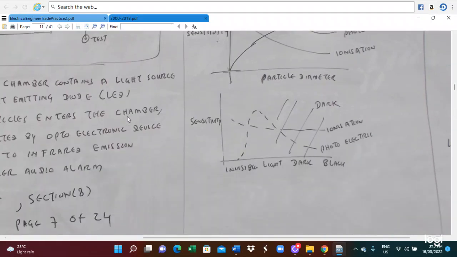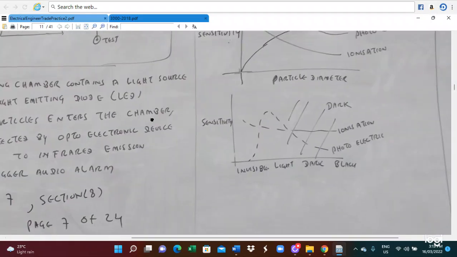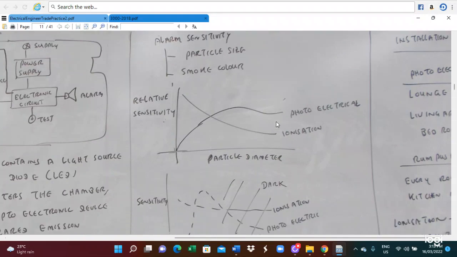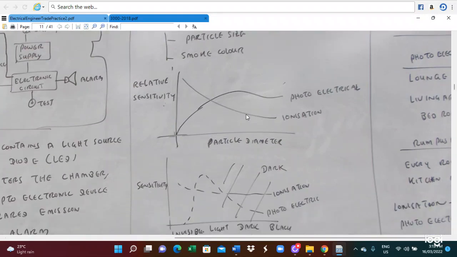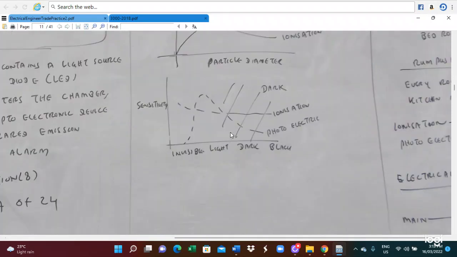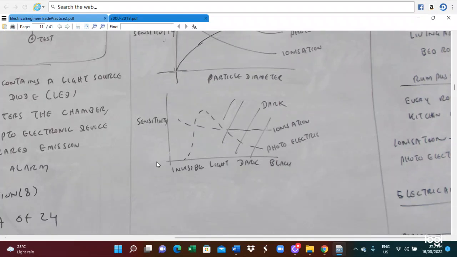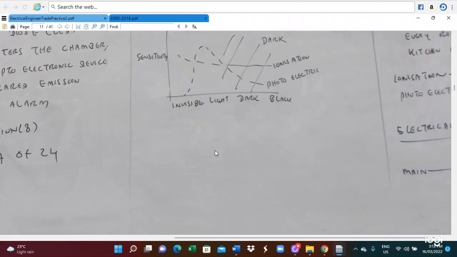So therefore the smoke alarm operates here, with audio activity. In this case, alarm sensitivity depends on the particle size and smoke color. The sensitivity range is for the ionization process. With radioactive ionization, we can define the relative sensitivity. Here are the particle diameter, relative sensitivity, and how the graphs are rated. In this case, the smoke can be invisible, light, dark and black. So the range is a sensitivity range. For the dark and photoelectric types, the graph can be seen on this table.